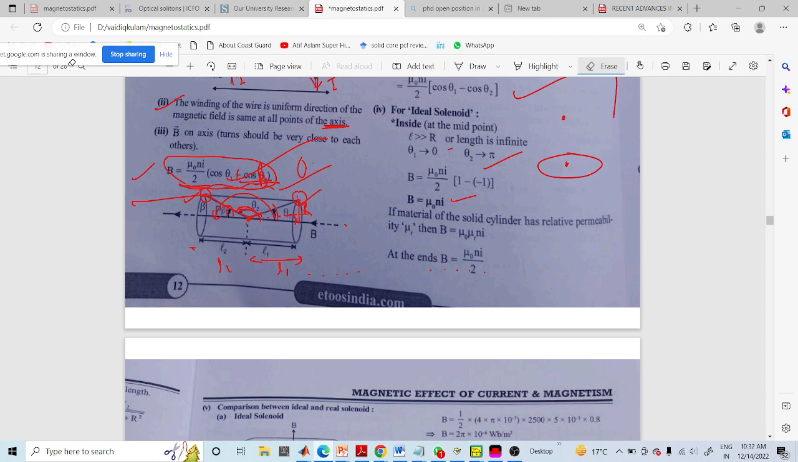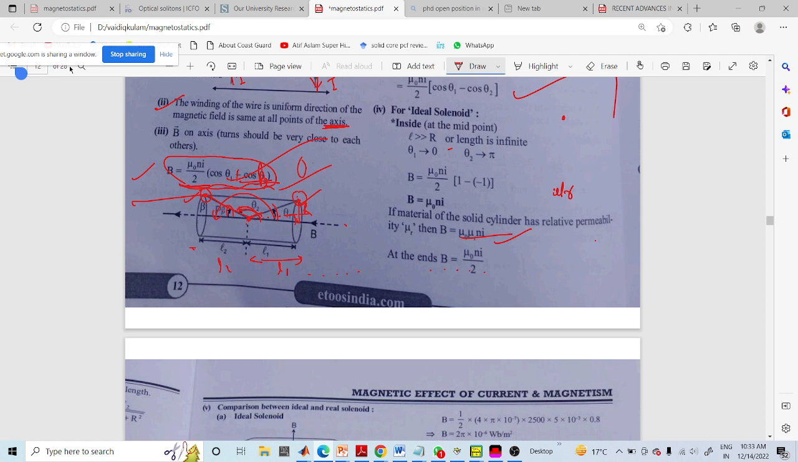Now, the second thing is, if the material of the solenoid cylinder has relative permeability mu r, then B will be mu naught mu r n I. We have a solenoid and the material has permeability mu r, so that will come in multiplication, right? So the result will be something different.